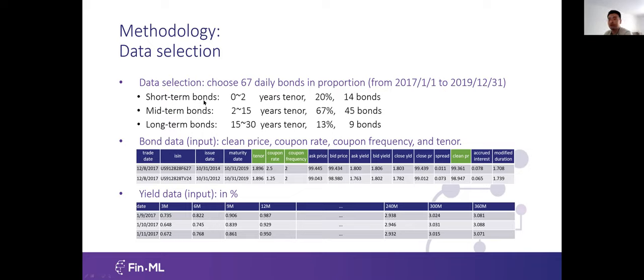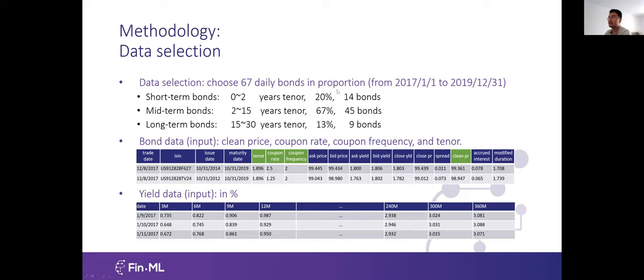First is the short-term bond, which is a bond with a tenor of less than 2 years. Second is a mid-term bond with tenors between 2 years and 15 years. Third is a bond in the long term, which has a tenor greater than 15 years. After some statistics, we find that short-term bonds take up about 20% of the total data, mid-term bonds take 67%, and long-term bonds take about 30%.